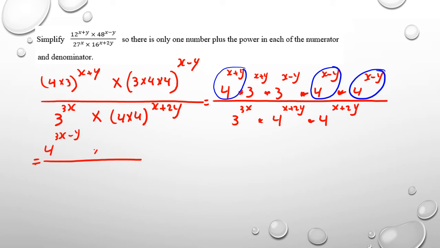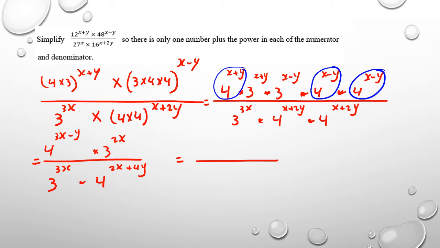Then I'll come to the 3, I'm going to do exactly the same. Adding the powers, x plus x is 2x. And positive y minus y is just 0, so there are no y's. Then I'll come to the bottom and do the same. For the 4, x and x is 2x, adding the powers. 2y plus 2y is 4y. Now I've got the division. So I've got 4 to the power of 3x minus y and 4 to the power of 2x plus 4y.